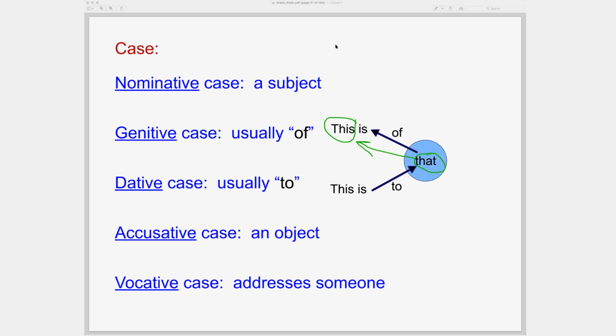And Frederic asked, are the cases the same as in Latin? Yes, they are. Latin and Greek are sister languages, and there are many similarities.